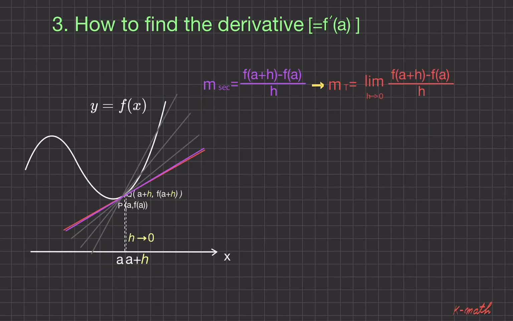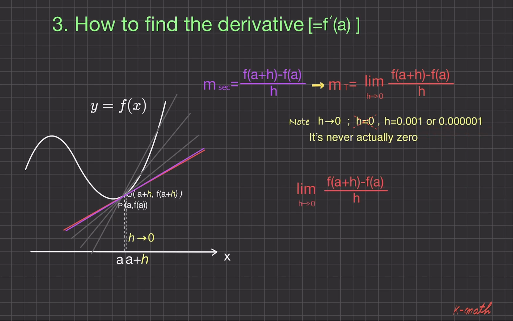In math, we write it like this. We say this part as limit as h approaches 0. Just to be clear, h approaches 0 doesn't mean h equals 0. It means h is really close to 0, like 0.001 or 0.000001. It's never actually 0. And this expression is defined as the derivative. We write it like this, and we read it f prime a. From now on, we will use this notation for the slope of the tangent.